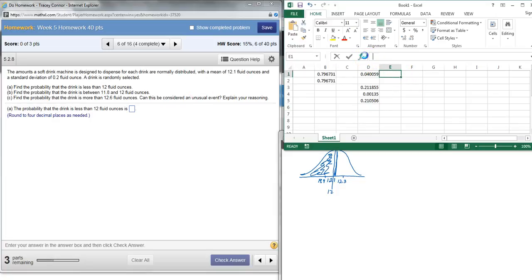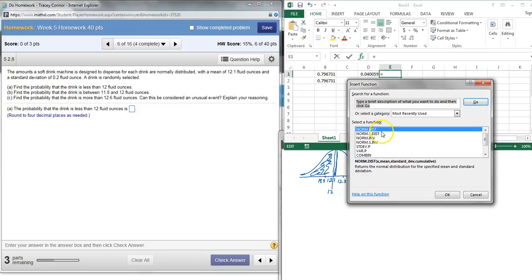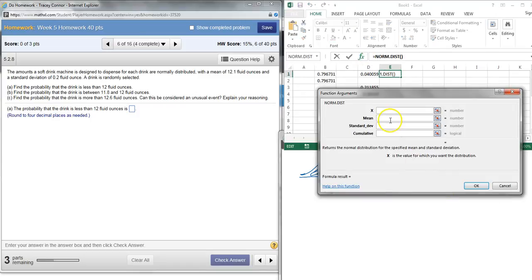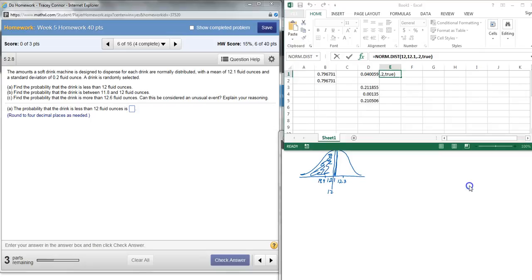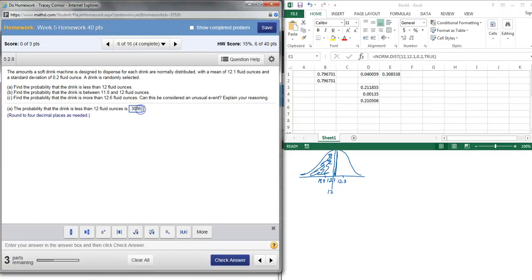So again, we're going to use this NormDist, and then we're putting in 12. Our mean is 12.1, and then our standard deviation is 0.2. And then we use true because we want all the probabilities, not just at a single point, and we hit OK, and we get 0.3085.